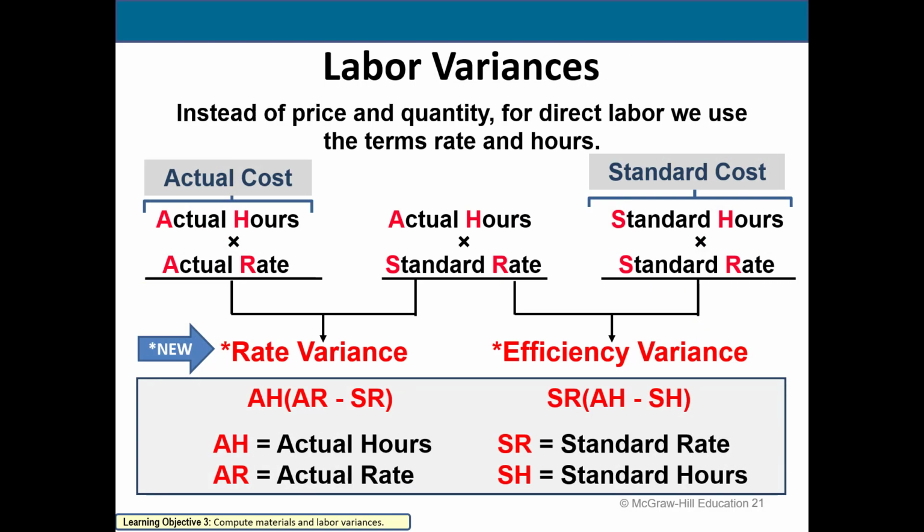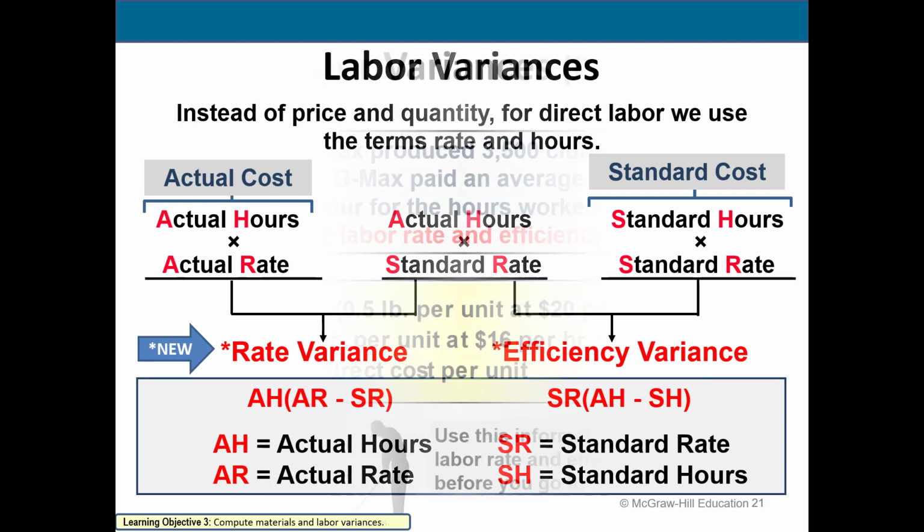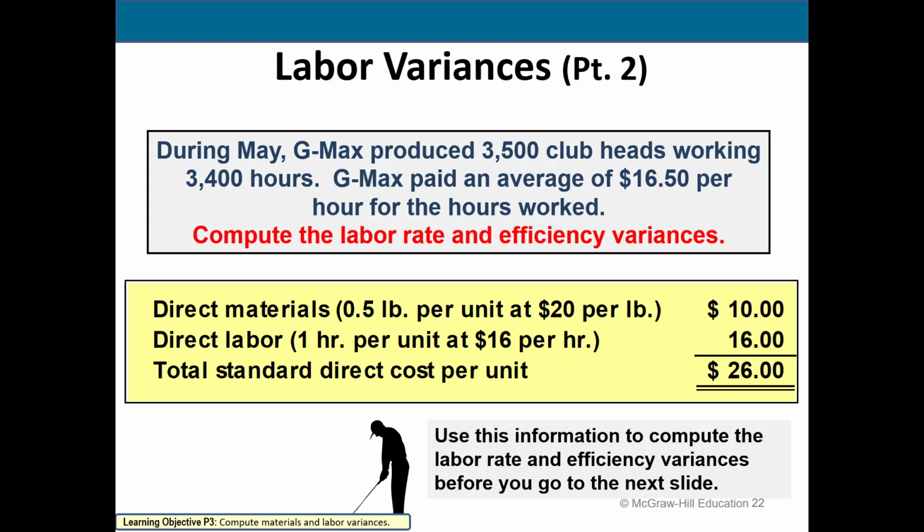And just like with material, we can reduce the relationship to mathematical equations. We'll look at actual hours times actual rate, then actual hours times standard rate, and finally standard hours times standard rate. We'll get the differences to get the rate and efficiency variances. Here are the numbers we're going to use. We're looking at direct labor. It should take 1 hour per unit at $16 per hour.